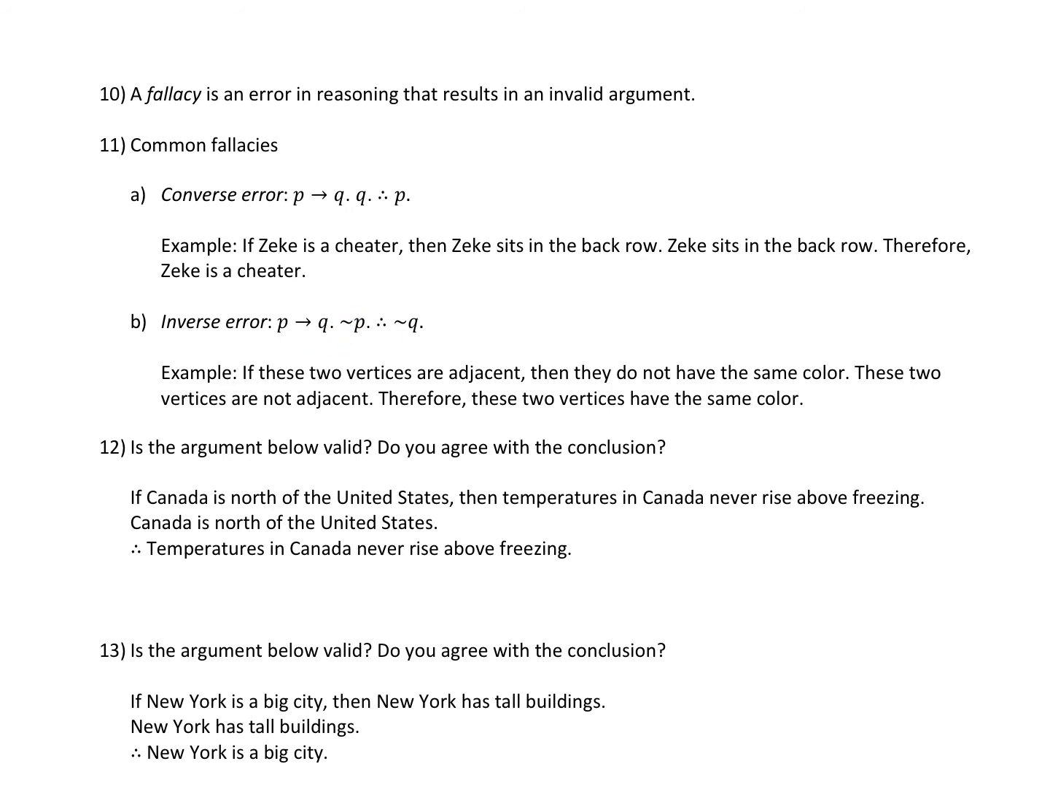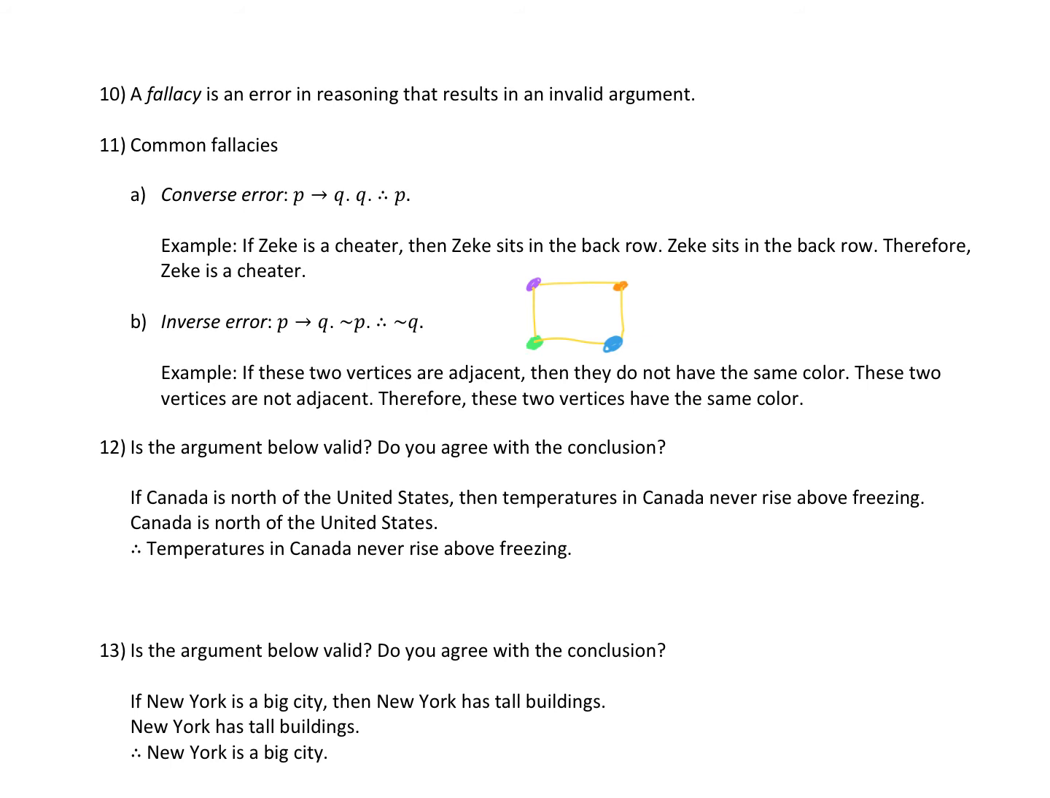Okay, so another example that should make this clear. If these two vertices are adjacent, then they do not have the same color. These two vertices are not adjacent, therefore these two vertices have the same color. So the premise says that if you have two adjacent vertices, they do not have the same color. So I've drawn a square, and each vertex has a color, right?